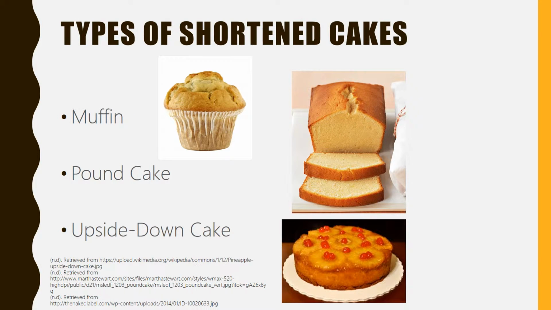A muffin is a miniature version of a shortbread. Pound cake is made with 1 pound each of butter, sugar, flour, and eggs.